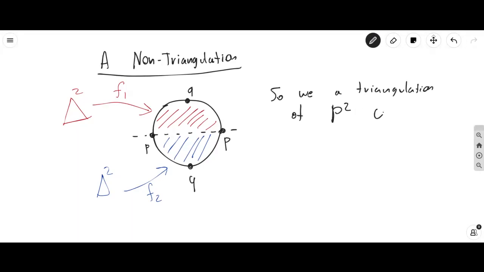And so the question is, do we have a triangulation of P2 consisting of two maps? A triangulation is a collection of maps. So you have F1 and F2, right?